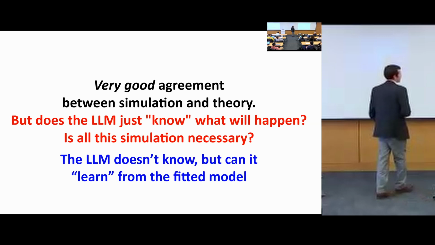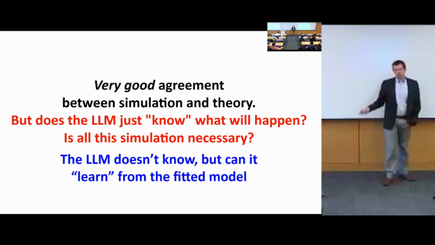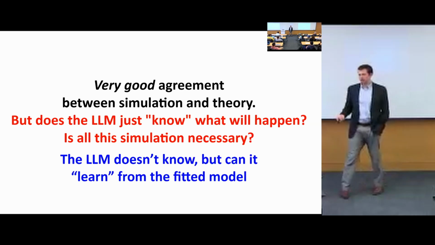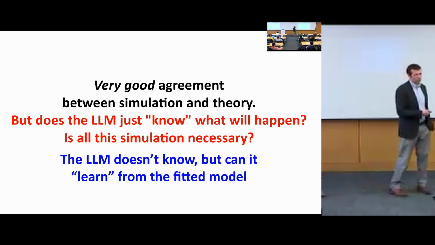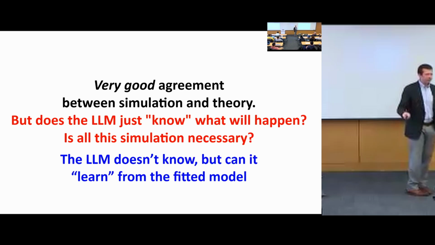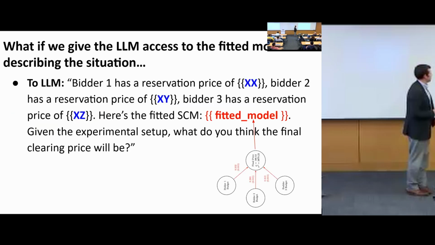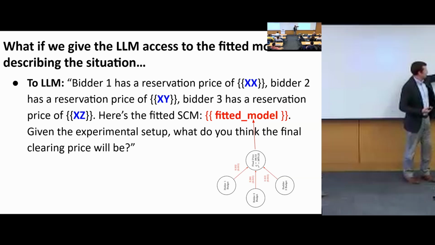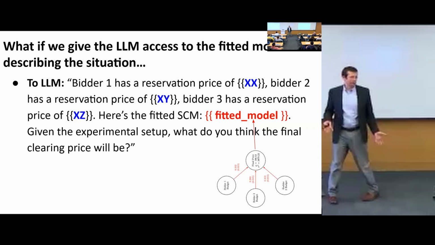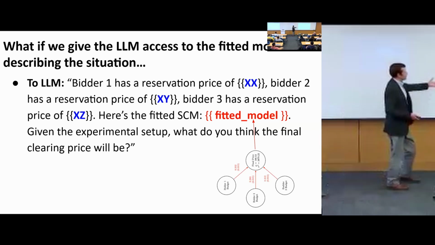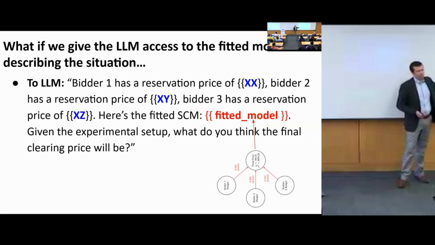One thing you can also do is feed it back what it learned from the simulation and see if that helps. As I said, the structural causal model can't capture the true relationship here, so it's already not quite set up for this. But the idea is to give it the exact same prompt with the same scenario, along with the fitted model it learned from simulation, and say, this is our description of the world. Now, what do you think the final clearing price will be?